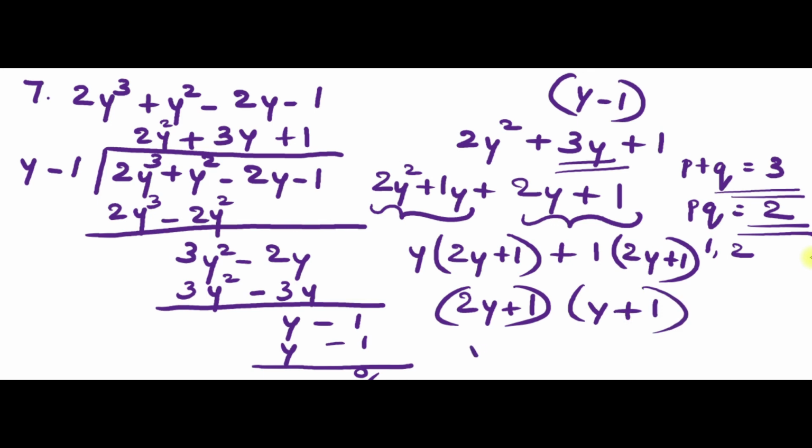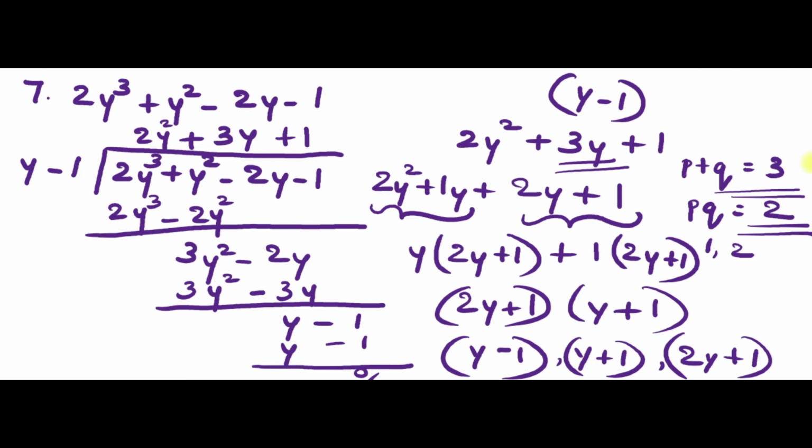So what are my factors? y minus 1, y plus 1 and 2y plus 1 are my factors of this polynomial 2y cube plus y square minus 2y minus 1. Since it is a cubic polynomial, you will be getting 3 factors. If it is a quadratic polynomial, you will be getting 2 factors.